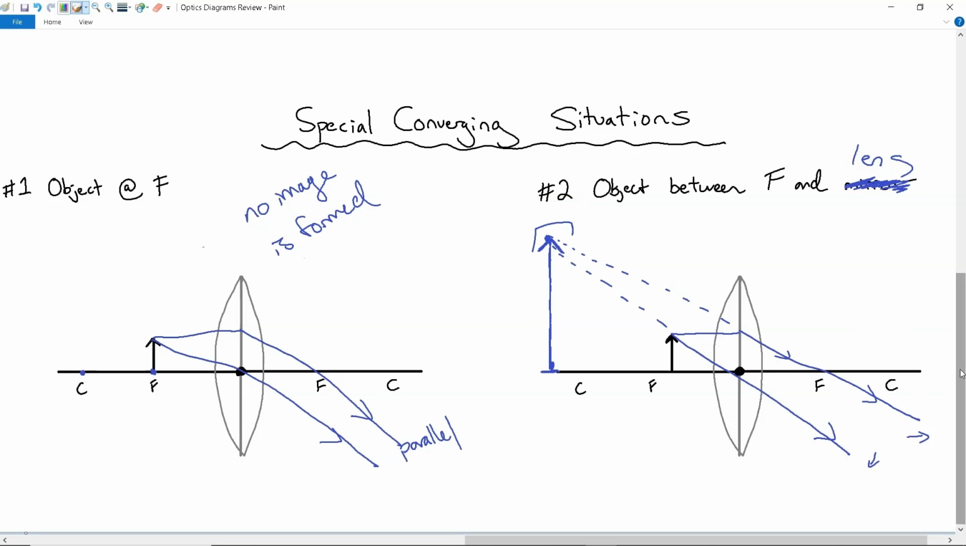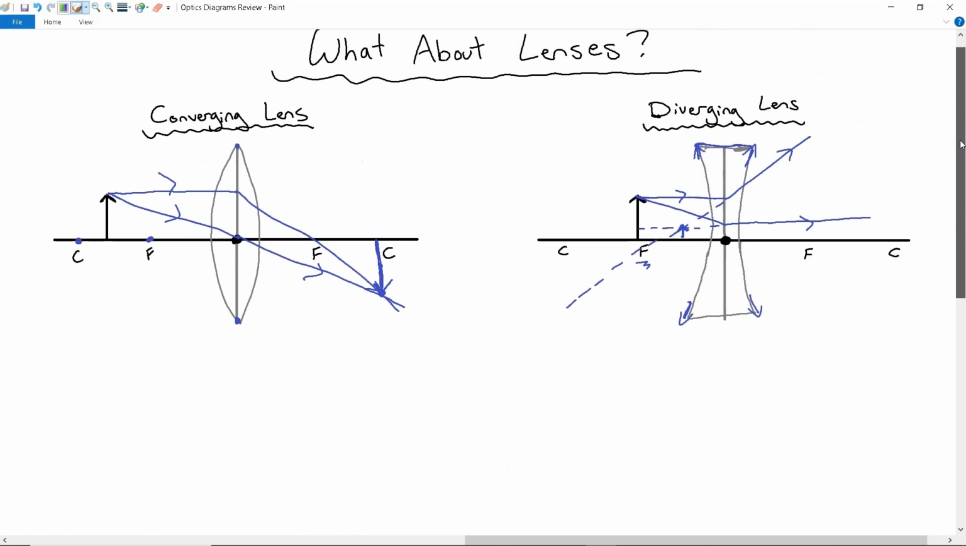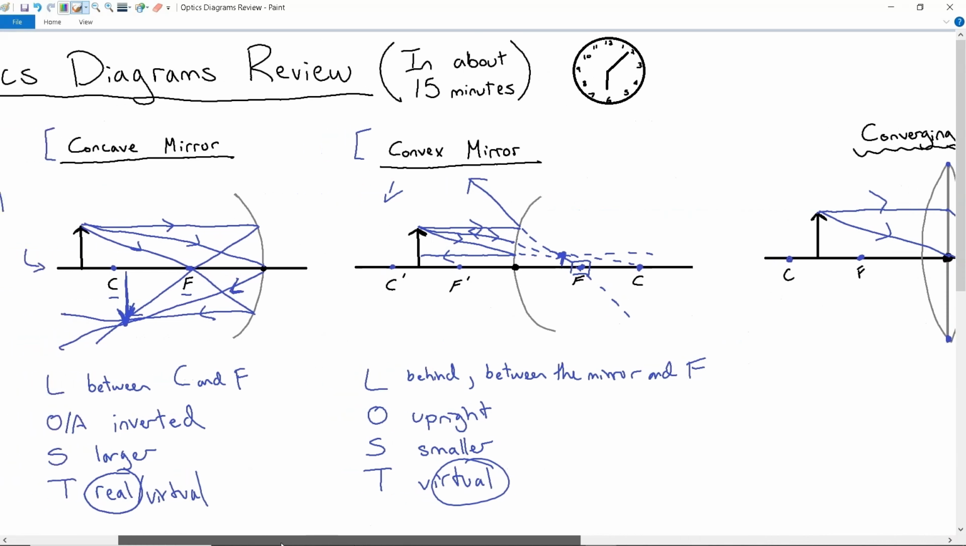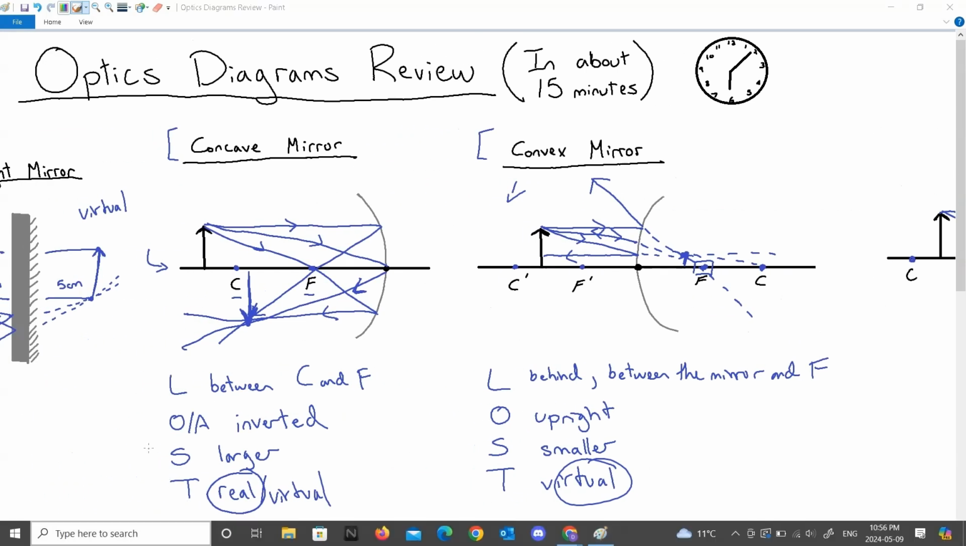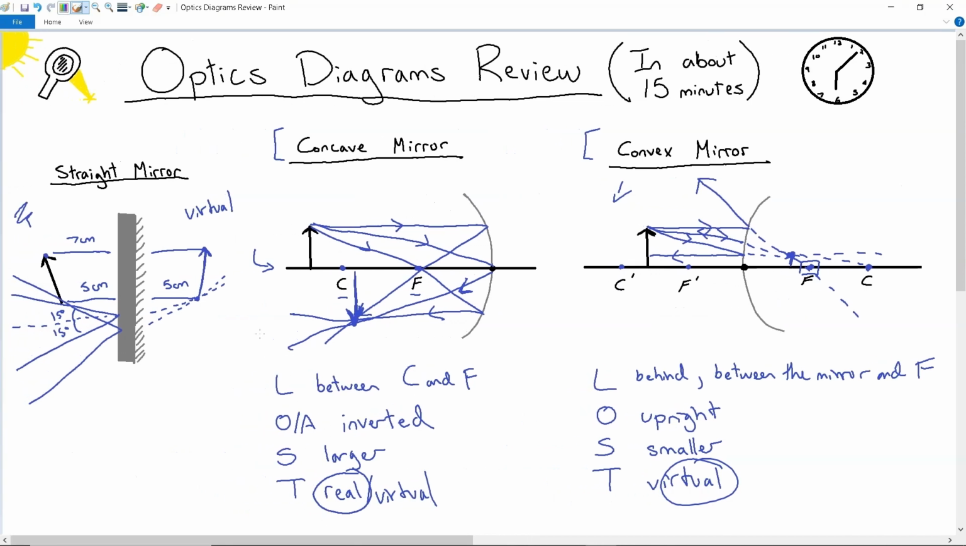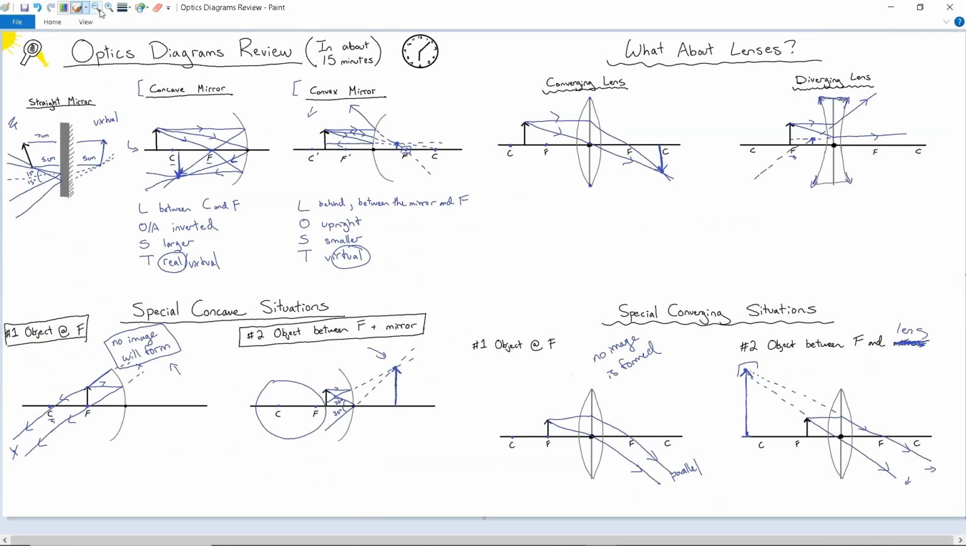Okay, I think that's about it for today. That covers quite a lot. But again, the optics unit does cover quite a lot, and I thought this video would be useful to just summarize all the different rules that you're expected to know. So here's a quick little overview of everything we went over.